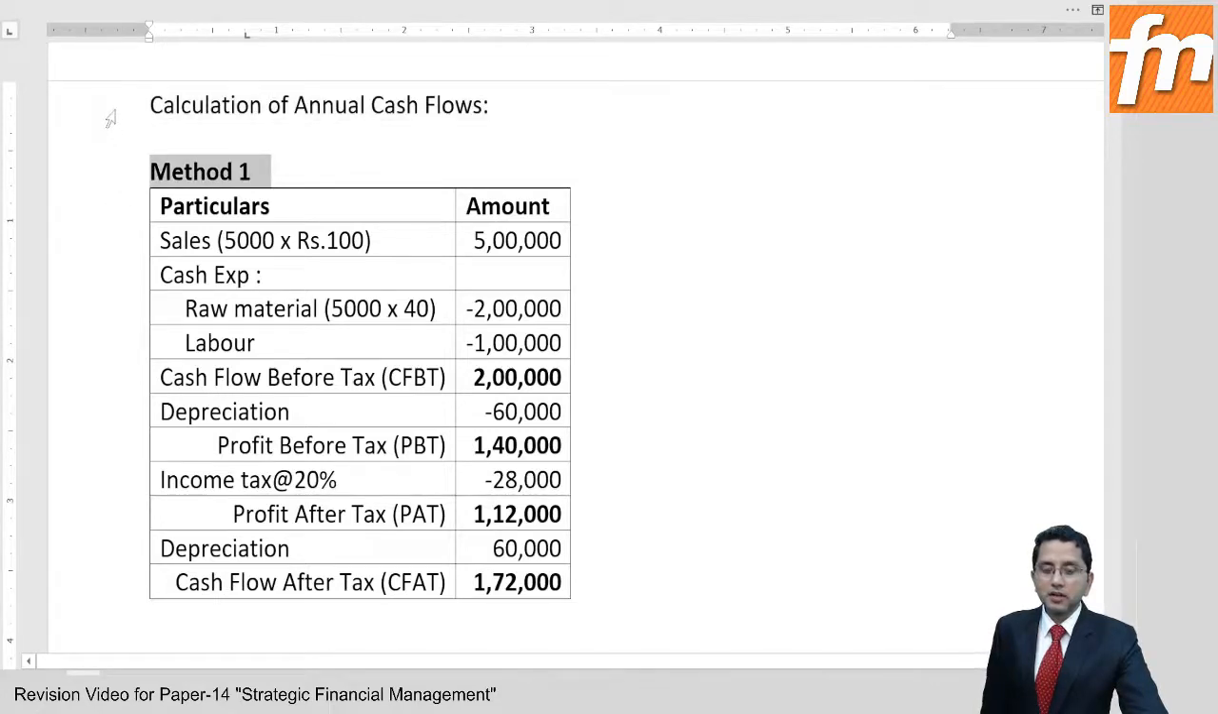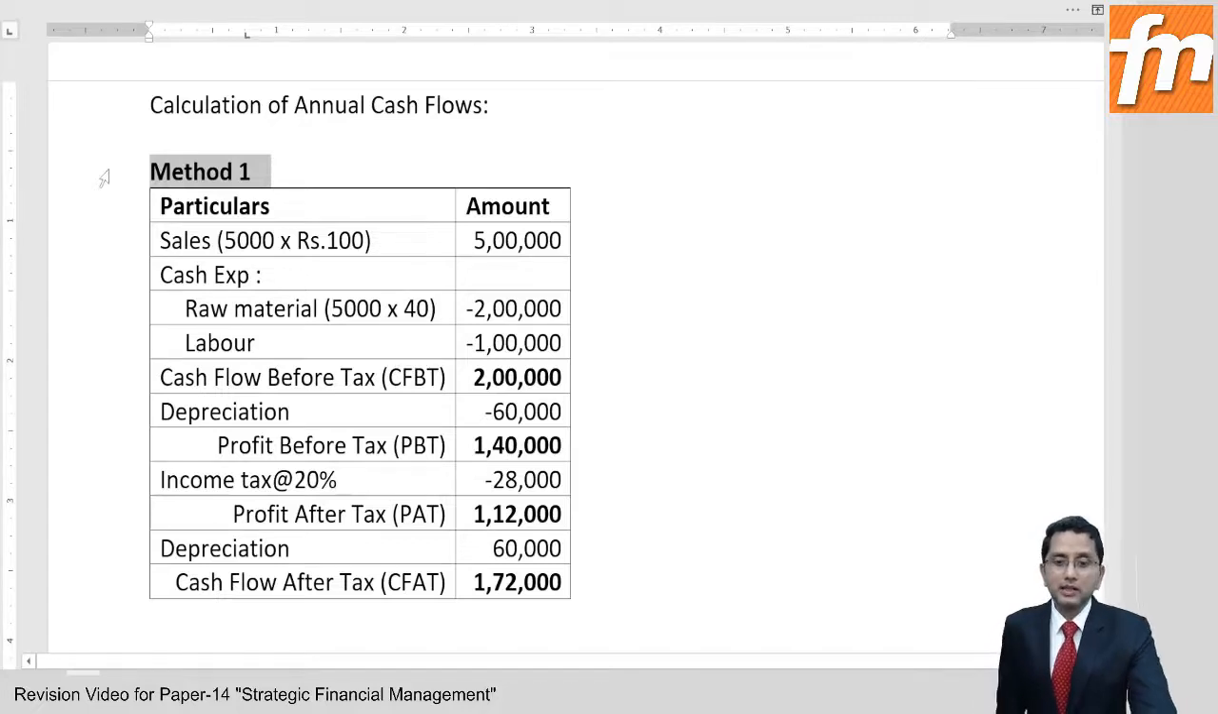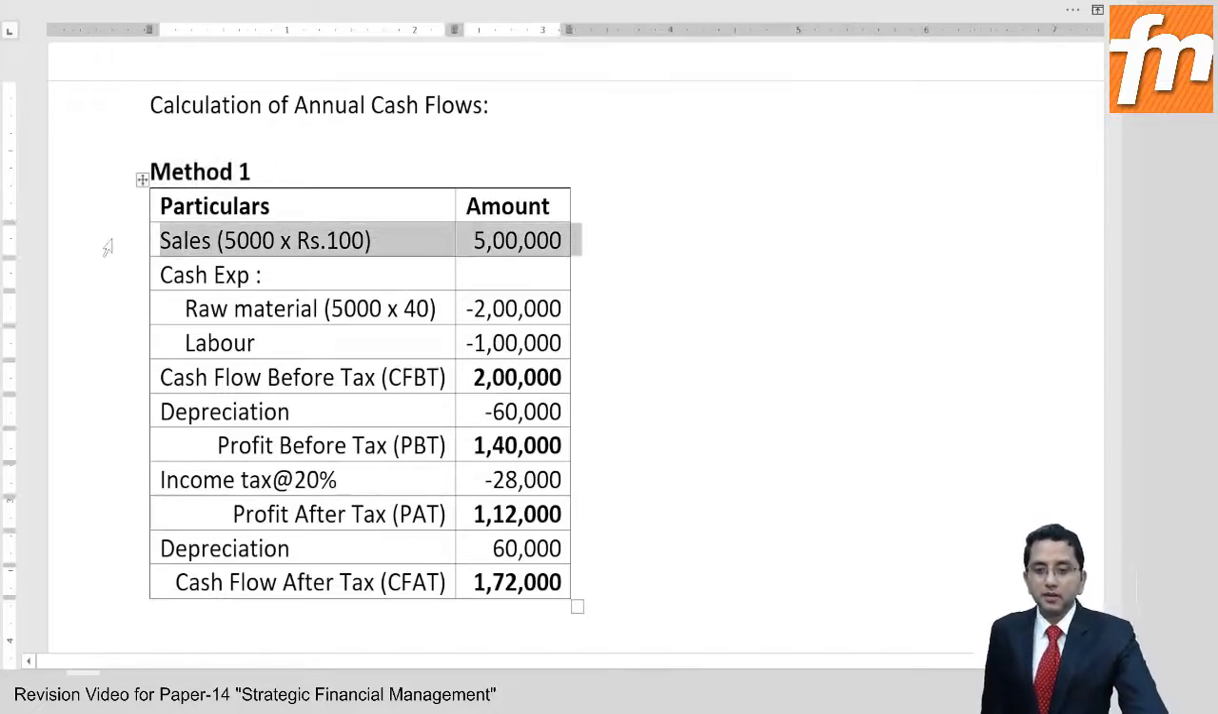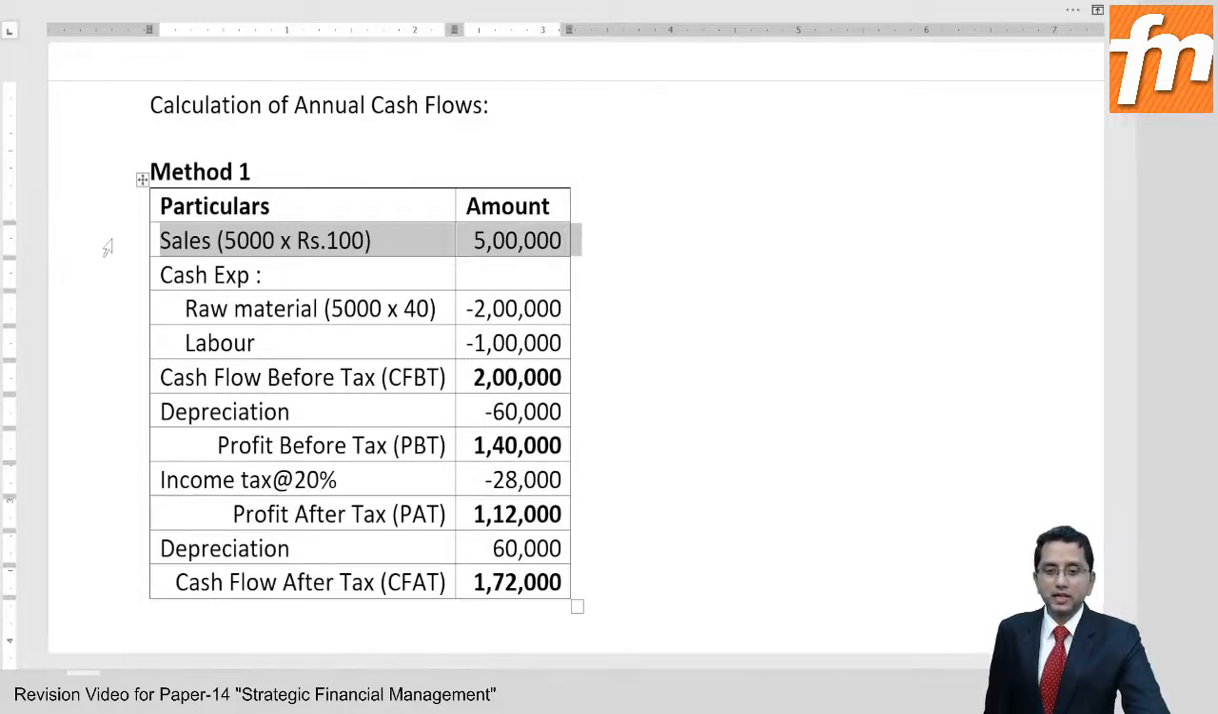So calculation of annual cash flows, method number 1, it's a proper method, it's a full method. Suppose you are selling 5,000 units at a selling price of rupees 100 each. So your sales is 5 lakh. Whether it is cash sale or credit sale, don't bother. Sale is like inflow. If it is cash sale, it's inflow today. And if it is credit sale, it's a future inflow. Today or tomorrow you will receive it.